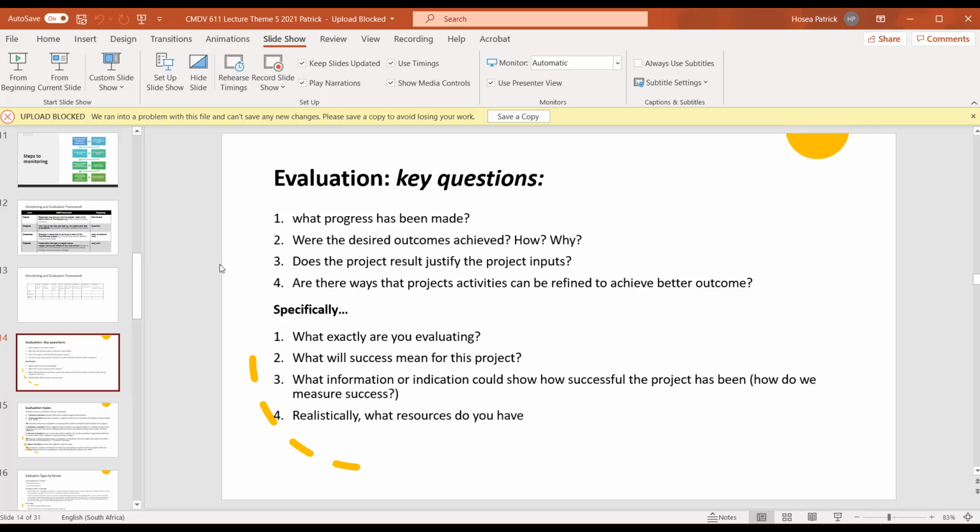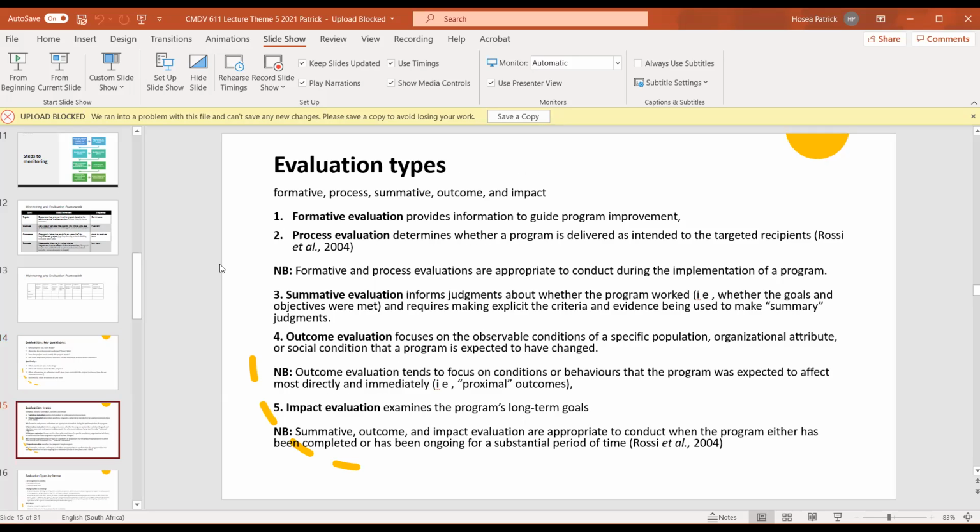So quickly we want to look at the types of evaluation. There are different types of evaluation that we must be familiar with. I suppose we are familiar with the formative and the summative evaluation in most cases, but here we are discussing 5 different types of evaluation. You look at the formative, you look at the process, you look at the summative, outcome as well as the impact evaluation.